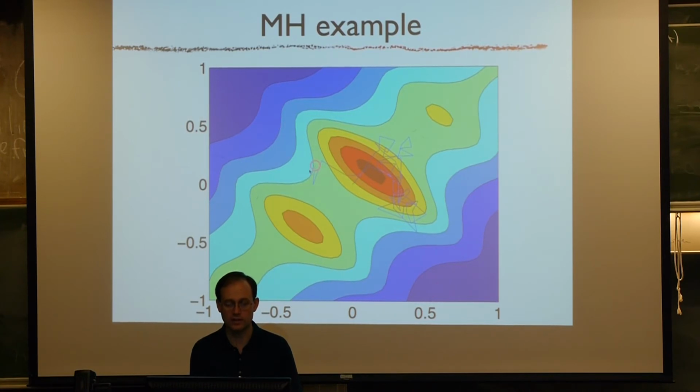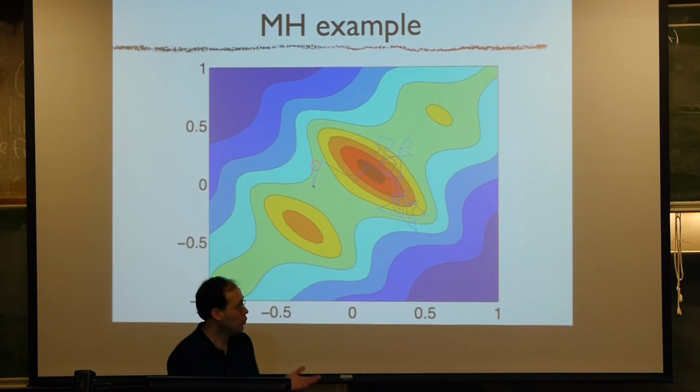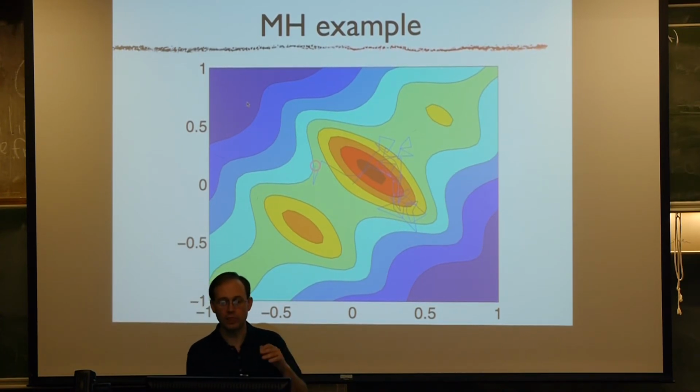So I started here at this red circle. I made a proposal to move the parameter here. Oh, I should say, what does this plot mean? The background here is r of theta. Blue areas are low r of theta. Red areas are high r of theta. And so I'm simulating a run. R of theta is your unnormalized posterior, right? And so I'm trying to sample from r of theta over a normalizing constant.